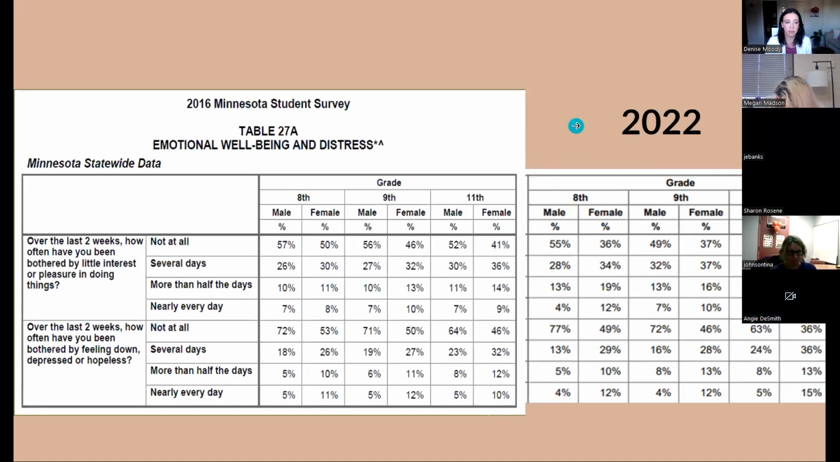The other thing that's interesting to me is if you look at 11th grade females on that last question, who's been bothered by feeling down, depressed, or hopeless: 46% of females in 2016 said not at all, never done it, down to 36% in 11th grade. So I do think that these feelings of being depressed and hopeless have become more common. Anything else you notice here?